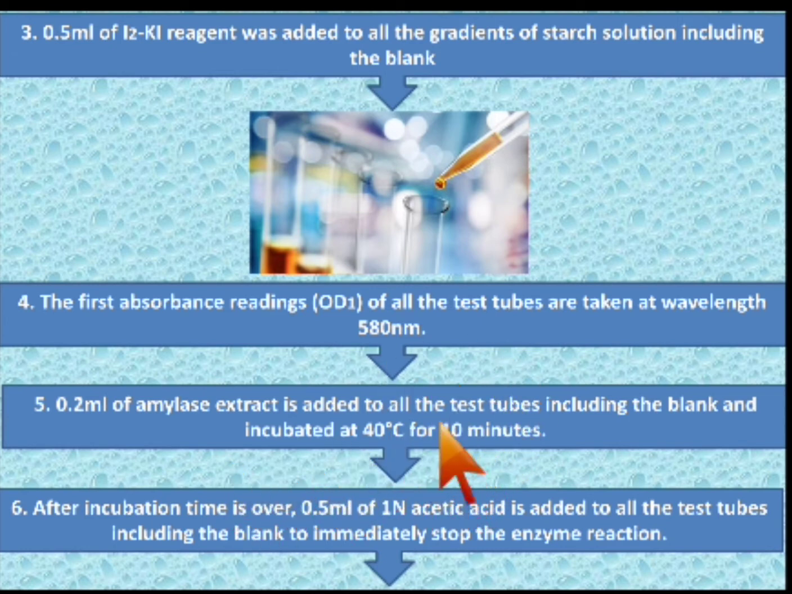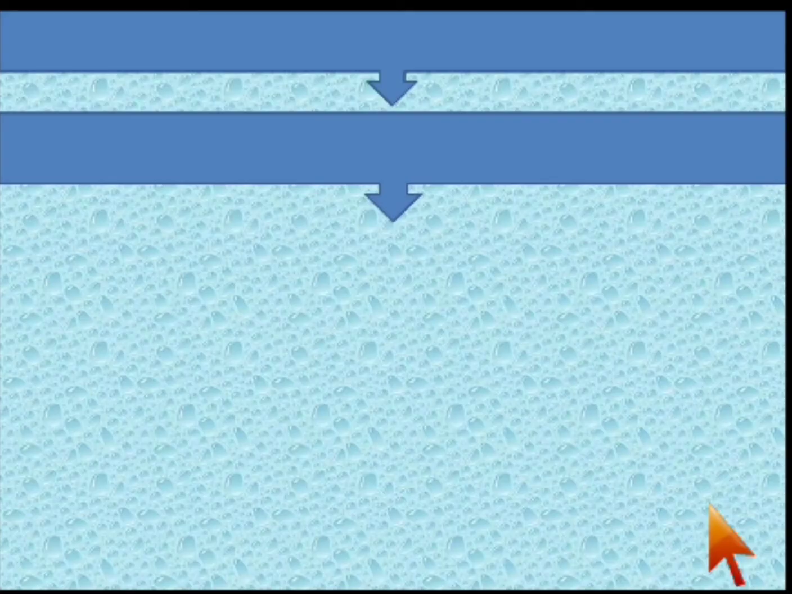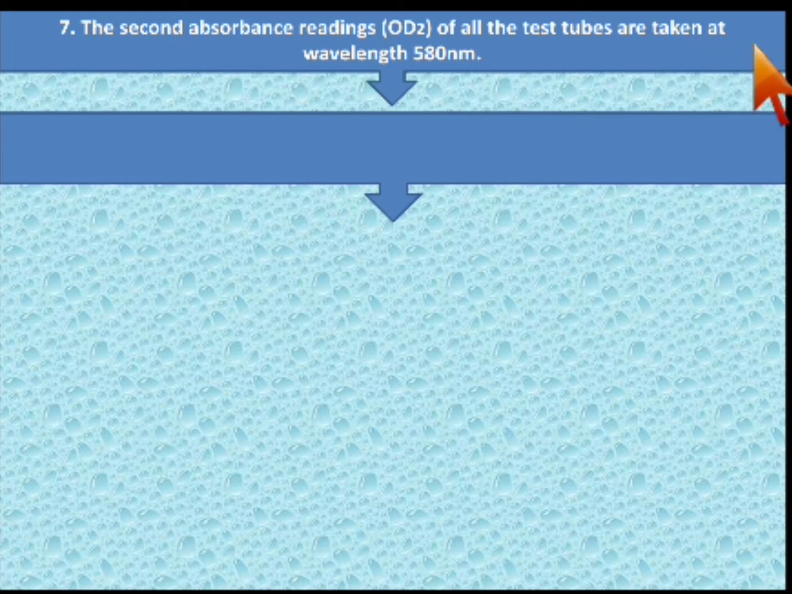And after the incubation time is over, 0.5 ml of 1 normal acetic acid is added to all the test tubes in order to immediately stop the enzymatic reaction. After you add the amylase extract, after 10 minutes you will add acetic acid to stop the reaction. Then a second absorbance reading is taken again at a wavelength of 580 nanometers.